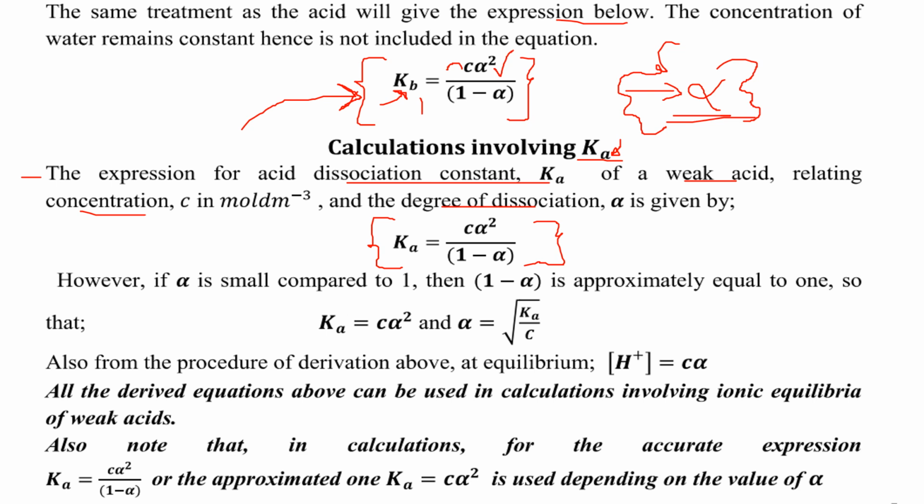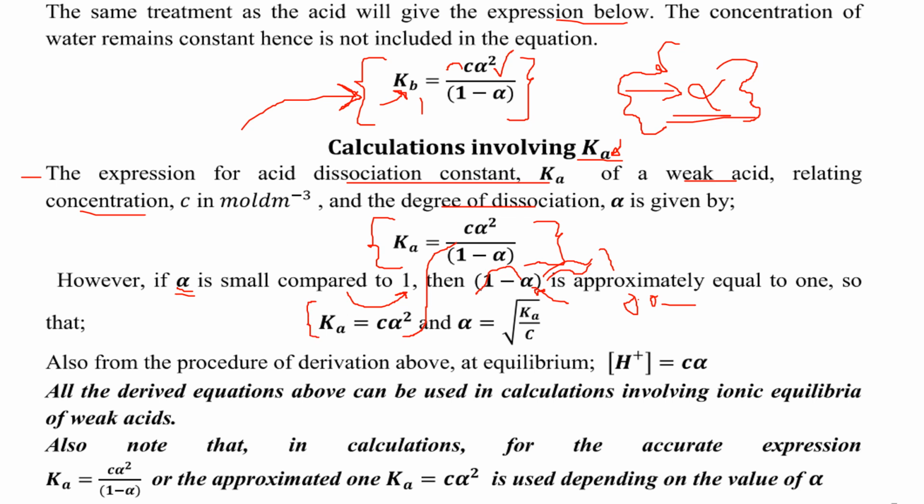However, if you see that your degree of dissociation is very small compared to 1, we assume that 1 minus alpha is approximated to 1. Because if we have a very small degree of dissociation, let me say 0.0 something, we consider that the value remains approximately 1. And therefore we approximate the denominator to 1. So if you have this formula and you approximate your denominator to 1, you end up with Ka being equal to C alpha squared.